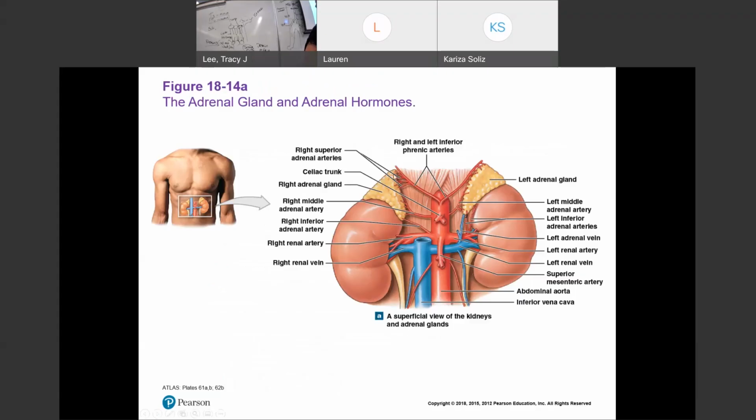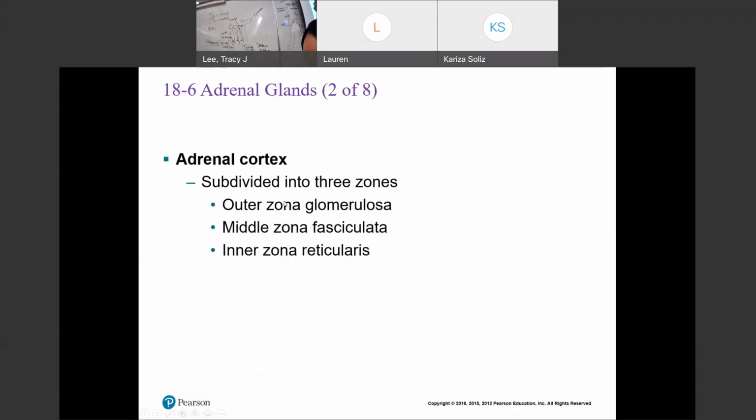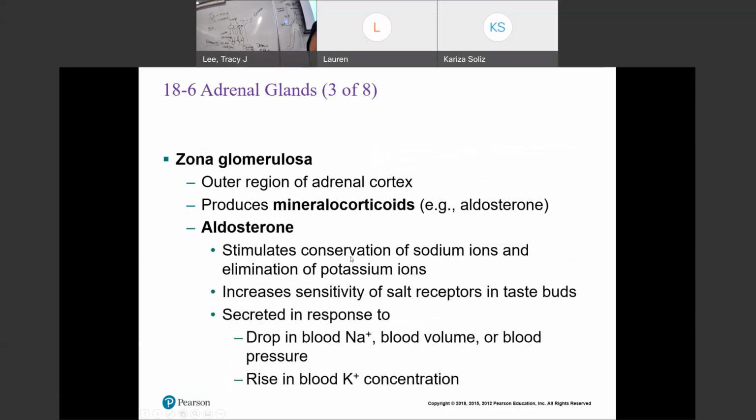And here's our little adrenal glands sitting on top of our kidneys. They're like little triangular hats. We have those cortex hormones and areas that we talked about, and we have that medulla. So here's our cortex, glomerulosa, fasciculata, reticularis. And this is what they secrete, the mineral corticoids. Aldosterone is a good example that we talked about. Mostly aldosterone is going to affect retention of sodium. In exchange, we get rid of potassium.